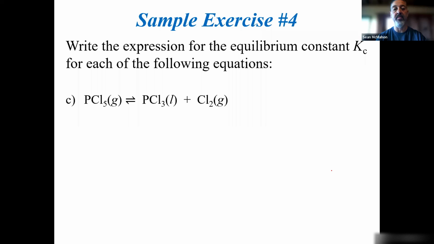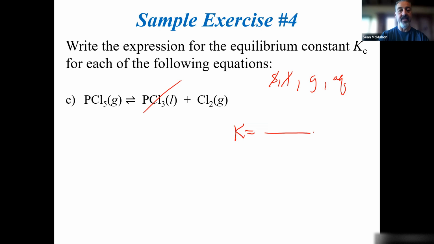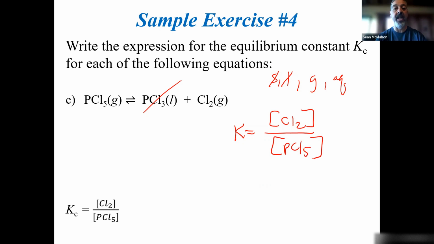So here's another example, right? Phosphorus pentachloride yields phosphorus trichloride and chlorine gas. I'm not going to include what? Don't include solids and liquids, but I include gases and aqueous. So I'm not going to include the phosphorus trichloride. So my K is what? Chlorine, products over reactants. And there's no exponents because the coefficients are 1.